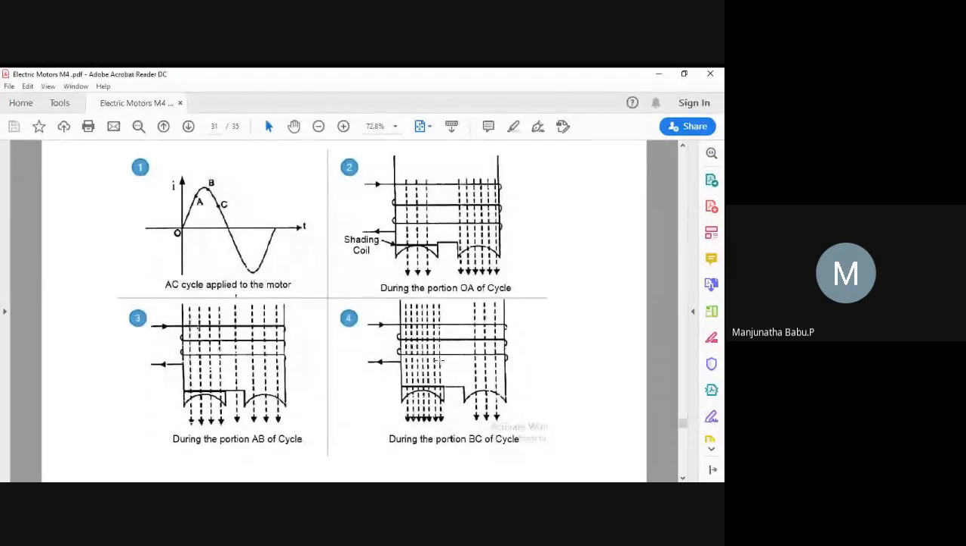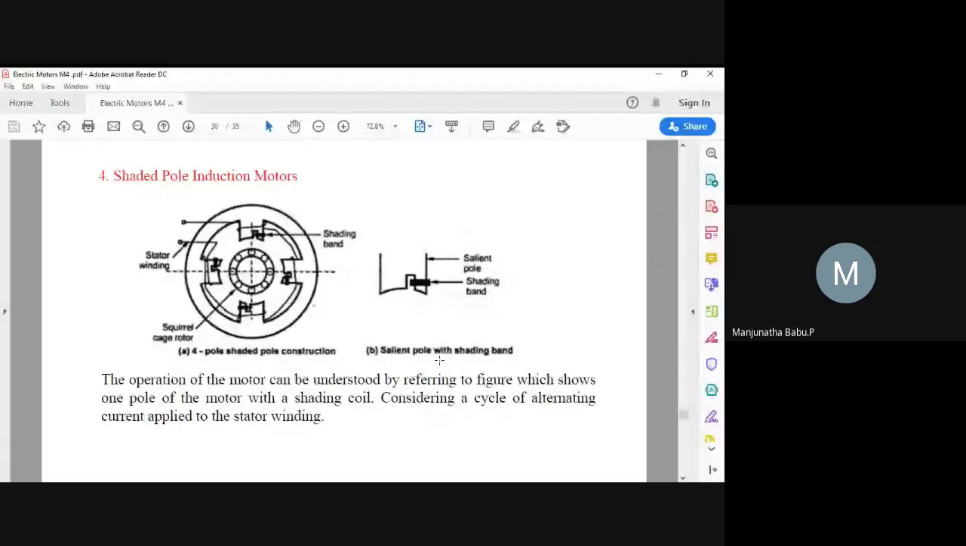So I'll go for the shaded pole induction motor. This is the construction diagram of a shaded pole induction motor, which consists of projected poles and the rotor, which is of a squirrel cage type. Here you can see the copper band. That is the shading portion, which is nothing but the copper shading band, which will be placed in the stator poles.